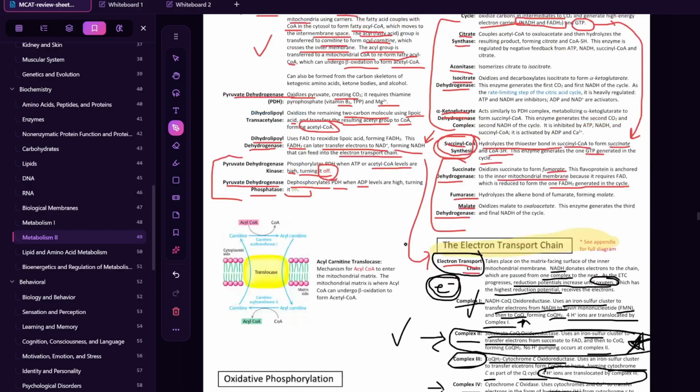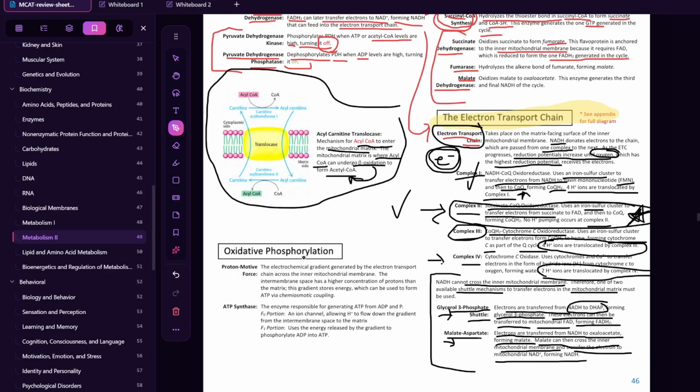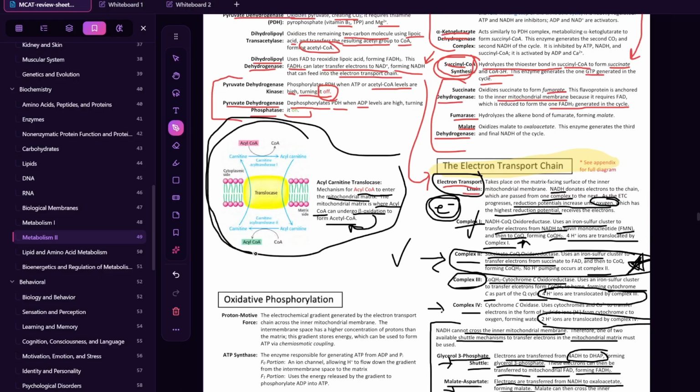Alright, so that was a lot, wasn't it? This is a mechanism for acetyl-CoA to enter the mitochondrial matrix. The mitochondrial matrix is where acetyl-CoA can undergo beta oxidation to form acetyl-CoA. So this is how acetyl-CoA is formed, right?